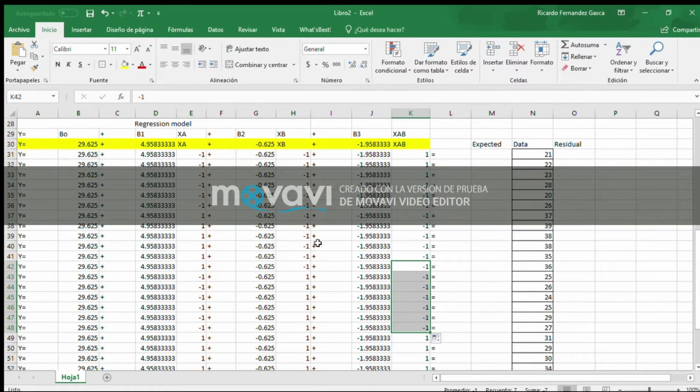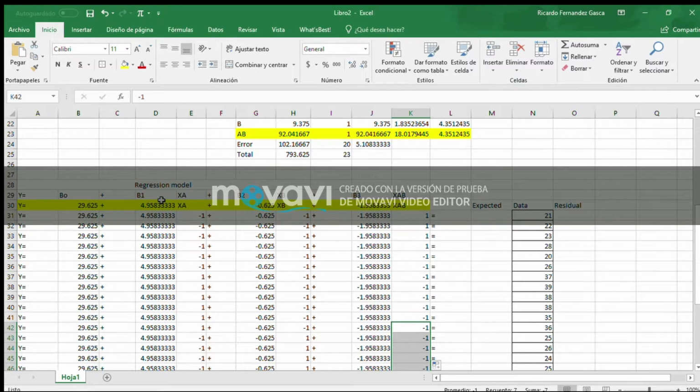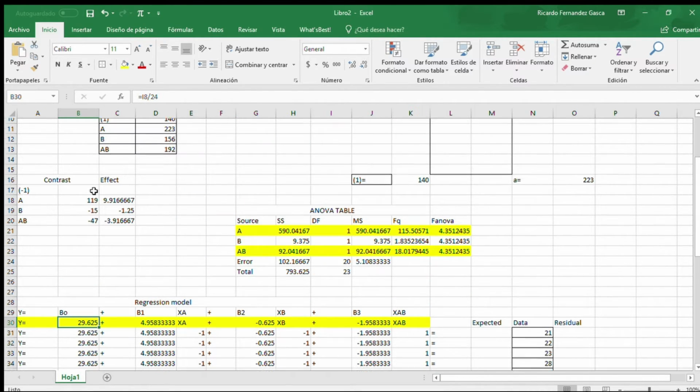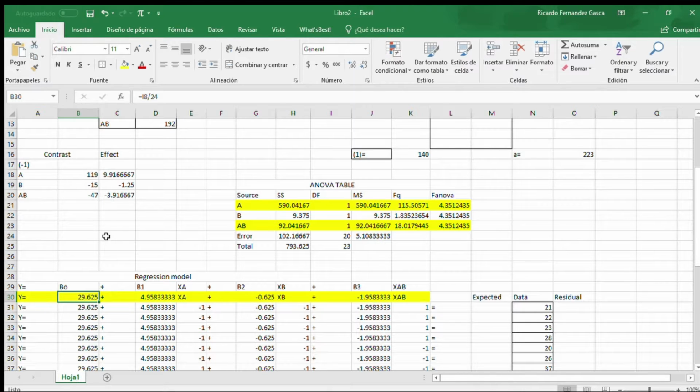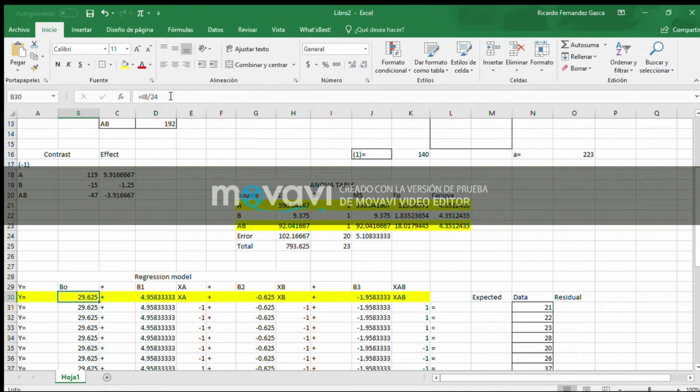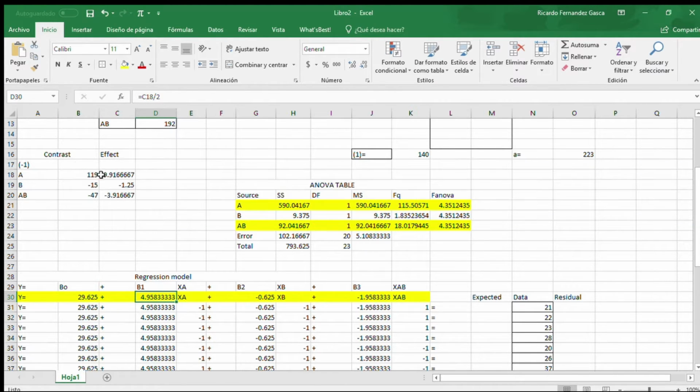Well, so here we have the regression model table. We have V0, V1, XA, V2, XV, V3, XAV. What it means: V0 is the intersection of our line, actually it's the rate total divided by n, the number of data, so it's 24. It's an average. Then for V1, V2, and V3, it's only the effects divided by 2 in all cases.